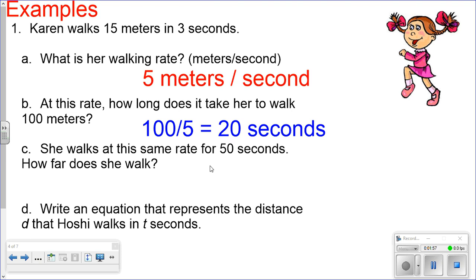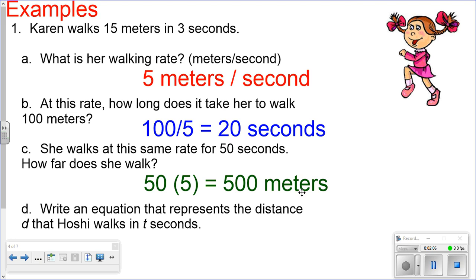She walks at this same rate for 50 seconds. How far does she walk? Well, we'll take the 50 seconds times the 5 meters per second, and we would get 500 meters. So write an equation that represents the distance that she walks in t seconds. So that would be d equals 5t.